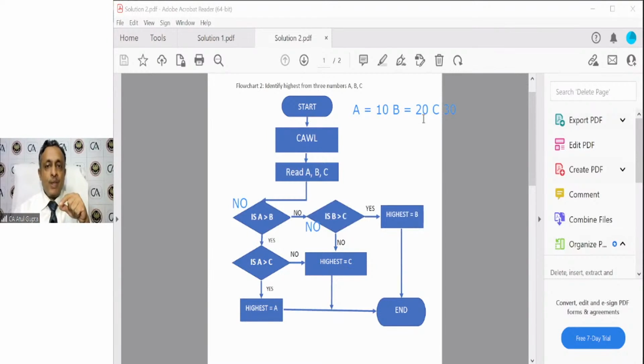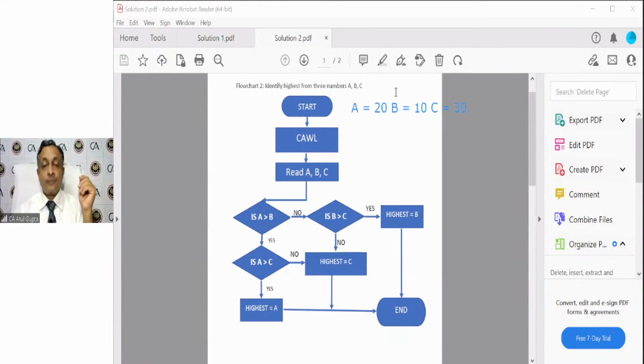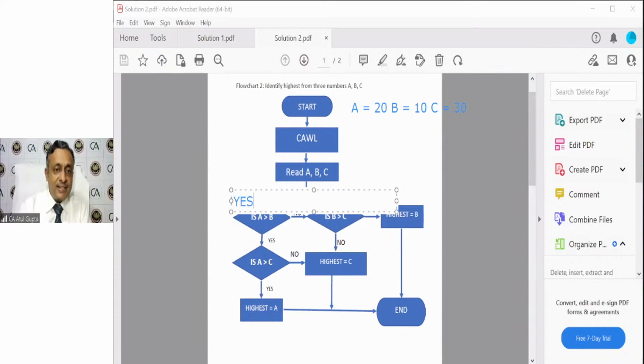Okay, so I'll change values. We'll do all possible iterations here. The first set was A 10, B 20, and C 30. Now I'm changing: A is 20, B is 10, and C is 30. Let us flow as the flowchart is flowing. Read ABC: 20, 10, 30. Is A greater than B? Now, from the previous one, there is a change. Now the answer is yes.